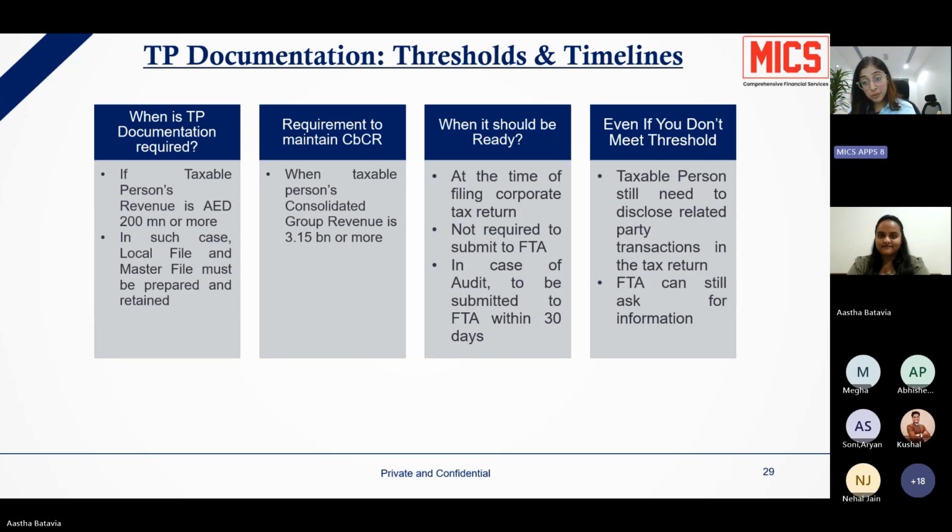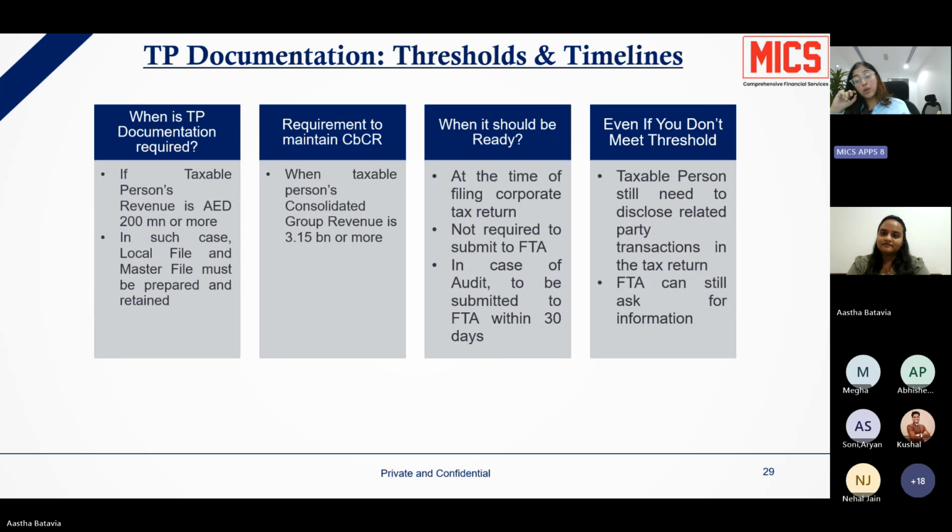The third requirement is older than the UAE law. The UAE law came in 2023. The CBCR kicked in in the UAE in 2021, and since then, multinational groups with a consolidated revenue of more than AED 3.15 billion have been filing their CBCR reporting. So if you fall under this category, this is another requirement you should take care of.